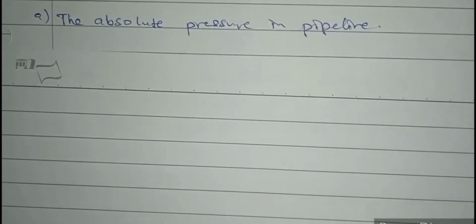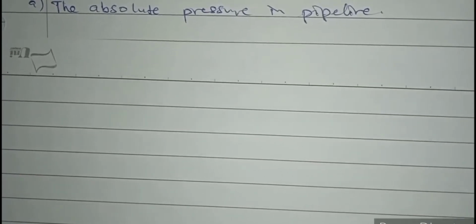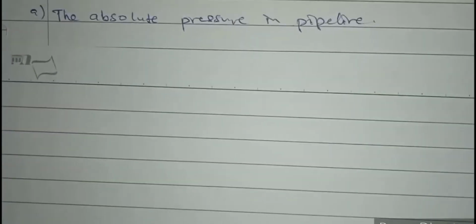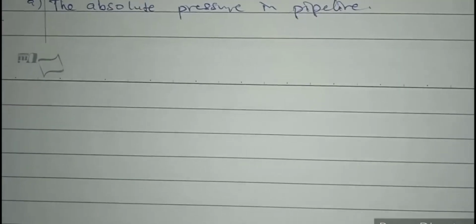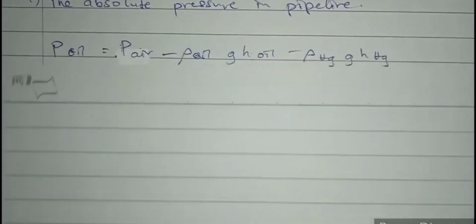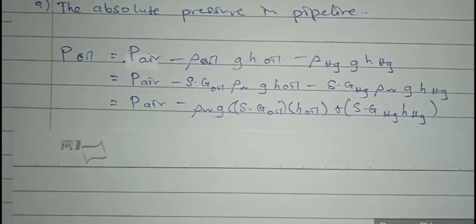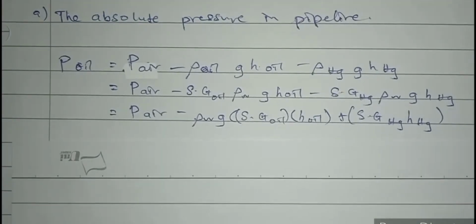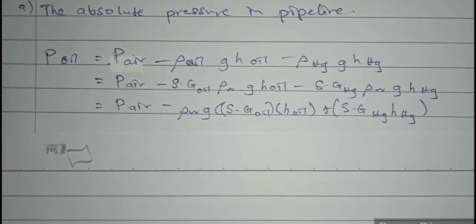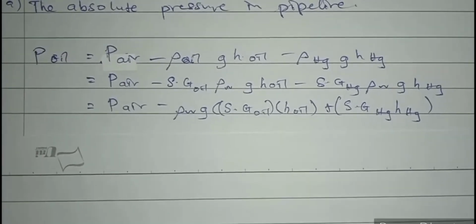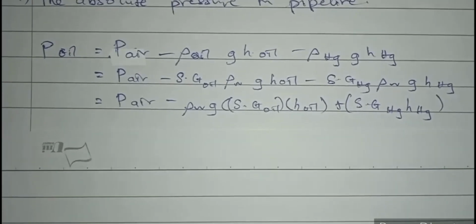So question 3A is to determine the absolute pressure in the pipeline. From the question we can get P oil equals P air minus rho oil g h oil minus rho mercury g h mercury, and we can expand and get like this.